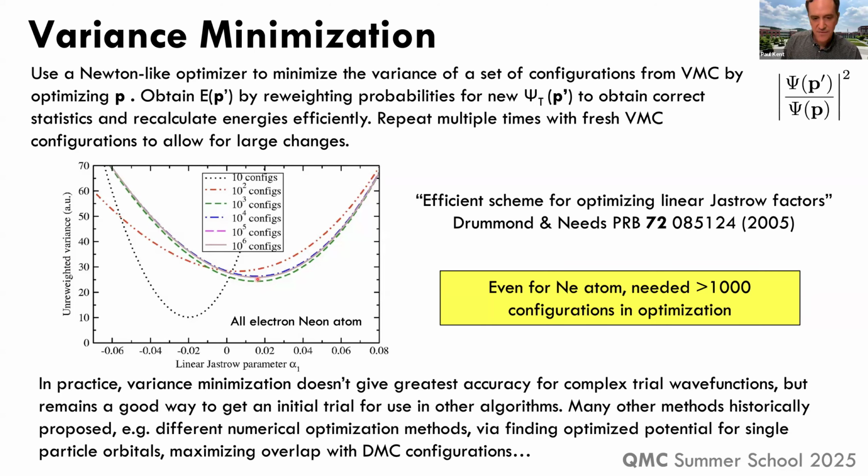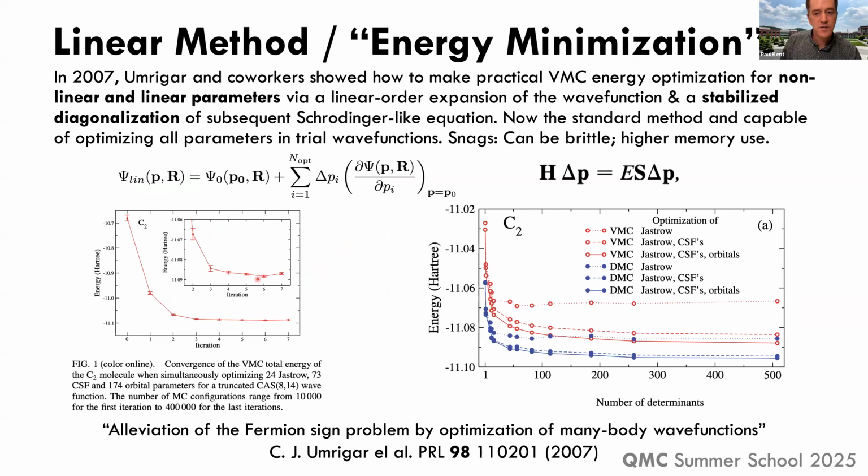So this is a successful method, but in practice it turns out to be very challenging to make substantial improvements to both the energy and variance of particularly complex wave functions with a lot of degrees of freedom. For example, if we wrote down a configuration interaction expansion with a lot of determinants, that tends to be too hard for the standard variance minimization scheme to make much progress on, unfortunately.